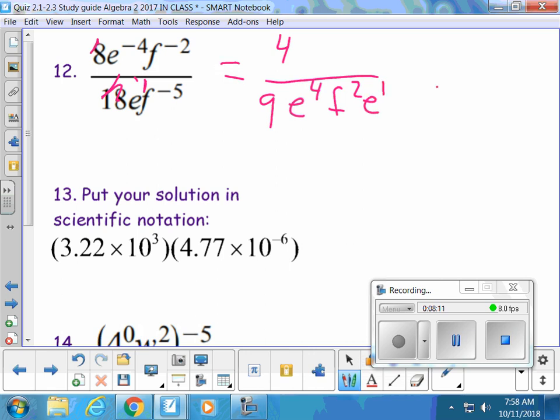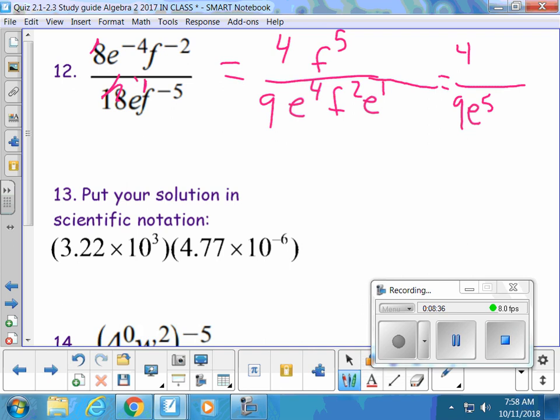There's an e to the 1st down in the denominator as well. And then what about this f to the negative 5? We can flip and make it positive. Okay? At this point, we just had a little bit of cleanup to do. It's still going to be 4/9. Let's do our e's. If I have e to the 4th and e to the 1st, I can add them together and become e to the 5th.